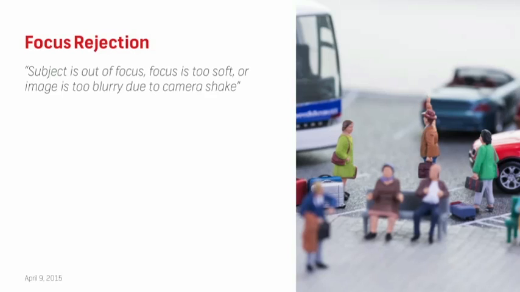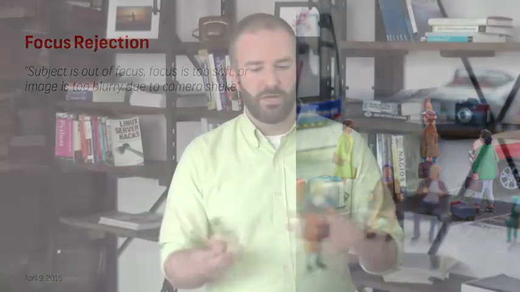Now I know that incorporates a lot of different things into one overall rejection. So let me go down and break it down into those a little bit further. The first part, subject is out of focus. Should be pretty clear. It means that the subject is out of focus.